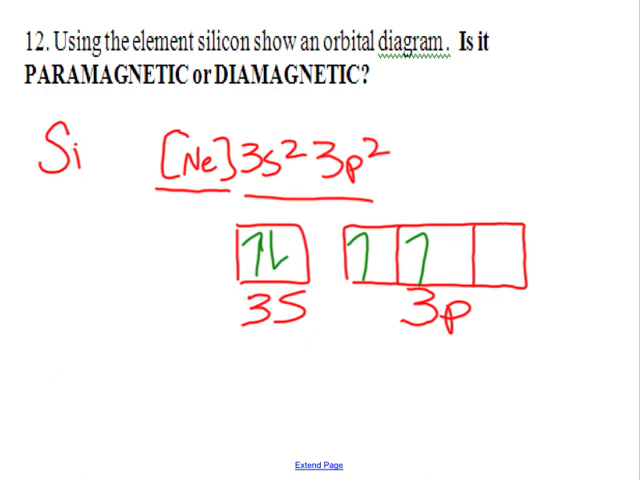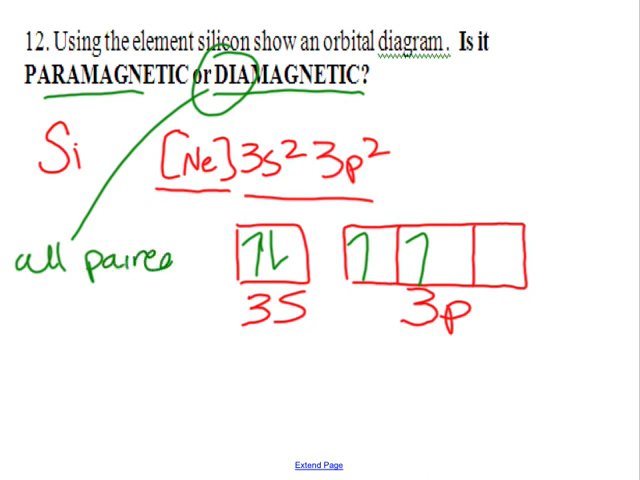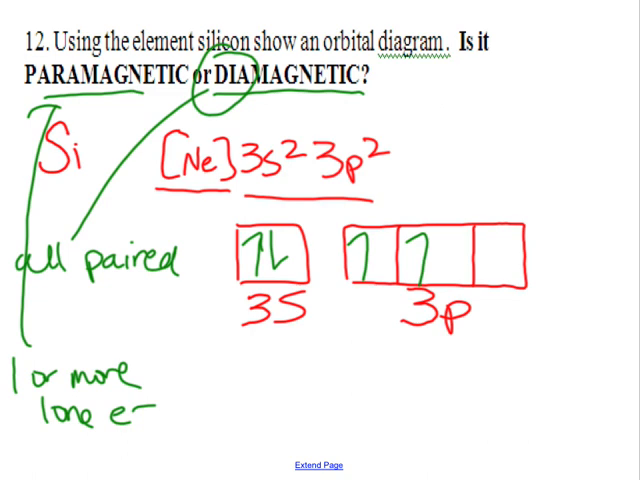Now, there's new terms, paramagnetic and diamagnetic. You're going to look at a series of videos where we'll talk more about it. But ultimately, what does the prefix di stand for? 2. Di means 2, right? So, a substance is diamagnetic if all electrons are paired. If all electrons are paired, it is diamagnetic. If there are one or more lone electrons in an orbital, then it is paramagnetic.